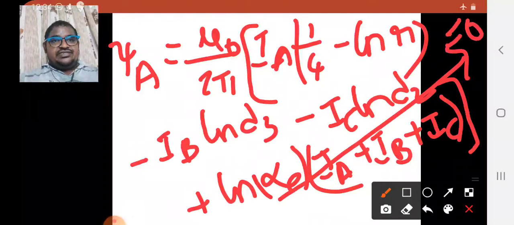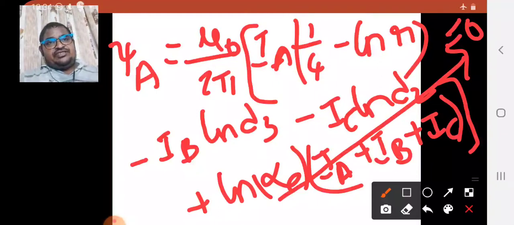Hence what is the remaining thing? Psi A is equal to mu naught by 2 pi into 1 by 4 minus ln r into IA minus IB into ln d3 minus IC into ln d2. Suppose for example there is some symmetrical spacing.